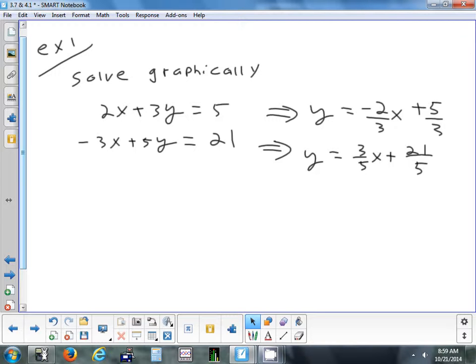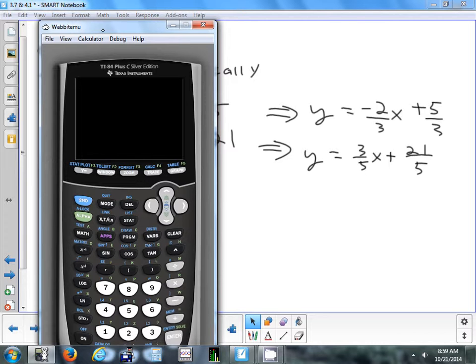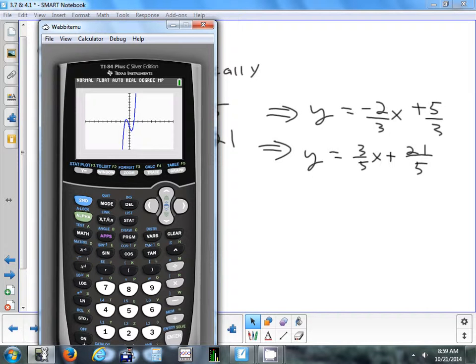Yeah? Because one slope is negative and the other is opposite. Yeah, the slopes are different. If the slopes were the same, they'd be parallel. And then there's two cases when they're parallel. They could either be two lines that are the same line, which in that case there's infinite solutions, or they could be two parallel lines that are different.